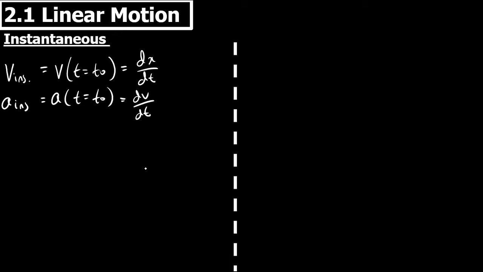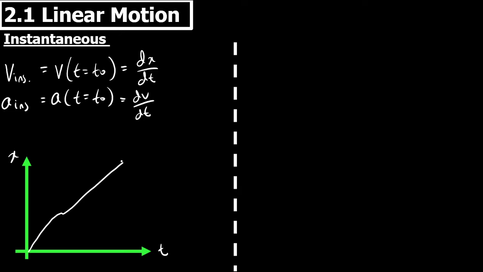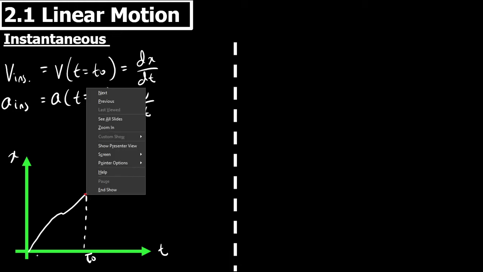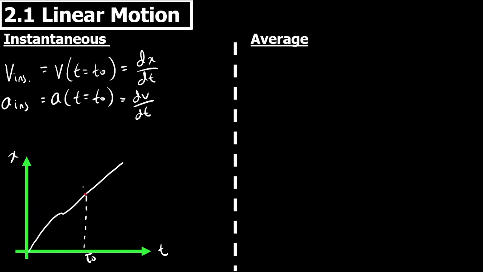Okay, now the difference between instantaneous and average is something you will have an easy way to see when it's presented in a graphical manner. So let's have x against t, right? And then I have some graph. Okay, and then I want to know what is the instantaneous value at, let's say, t naught. So it's that particular point, right? So now what we need to do is to find the gradient at that particular point.